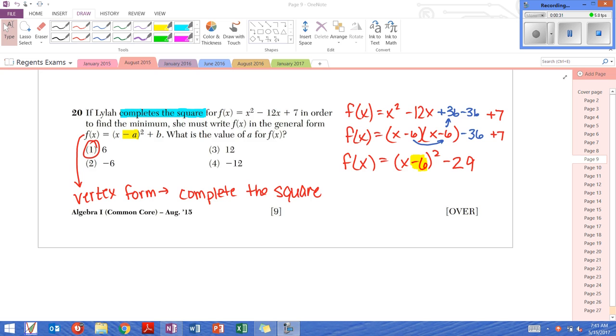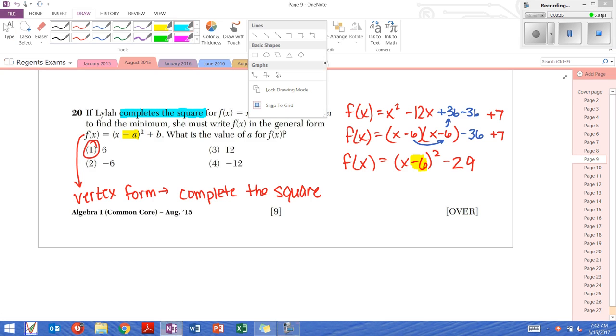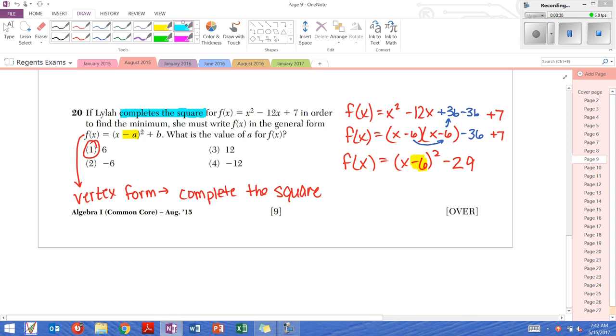If I add 36, I have to take it away. So these pieces here become this final part. And then these pieces, let me use green, so the negative 36 plus 7 become the last value. And remember, this creates the coordinate of the vertex, so you also might see vertex form, and then you should think completing the square. For us, this was great because it just told us complete the square.